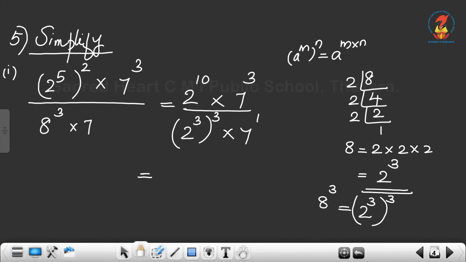Then equal to 2 raised to 10 into 7 cube divided by, taking power of a power, 2 raised to 3 whole raised to 3. So, what do you have to do? Multiply the exponents using the law (a raised to m) whole raised to n equals a raised to m into n. So, 3 into 3 is 9. So, we can write it as 2 raised to 9 into 7 raised to 1.